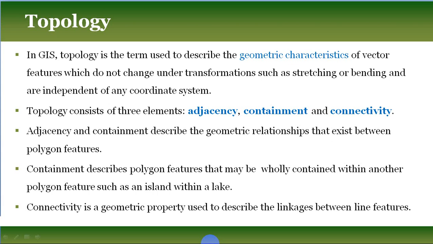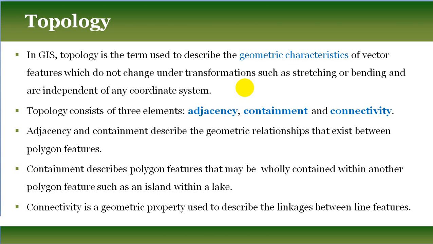So topology in vector data basically represents different types of spatial relationships properly, and that does not change under transformation. Like if you stretch the geometry, if you bend the geometry, or if you use any type of coordinate system, it is totally independent of the coordinate system. Your vector data can consist of any type of coordinate system.